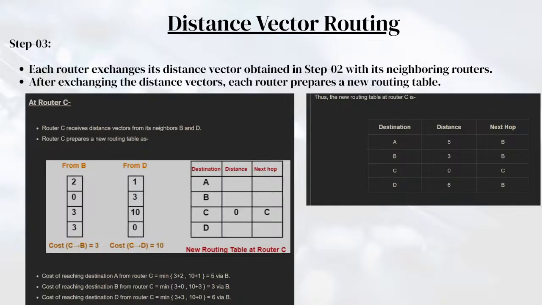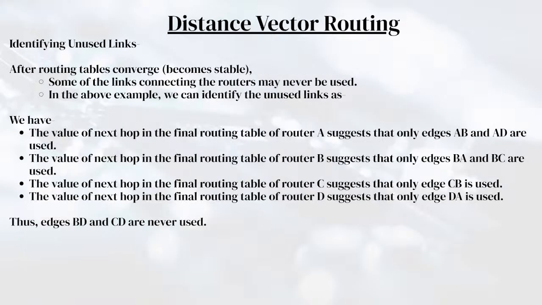And finally we got the shortest distance for each router to travel from its source to destination. Now, what does this distance vector routing do? We can say that it identifies the unused links. That is the first purpose of distance vector routing: it identifies the unused links after the routing table is prepared.